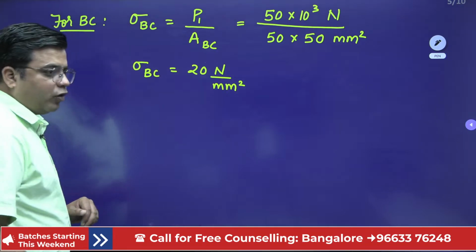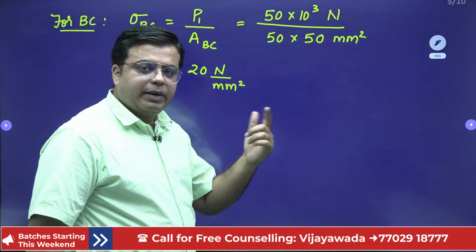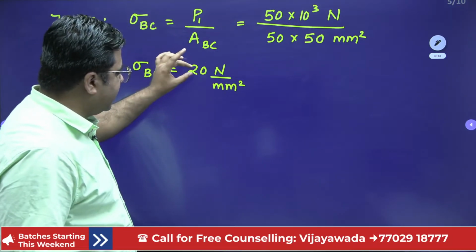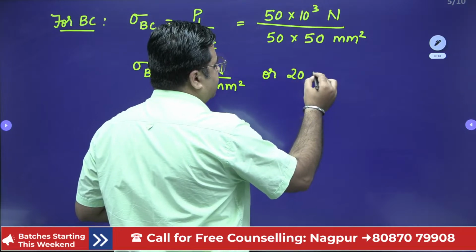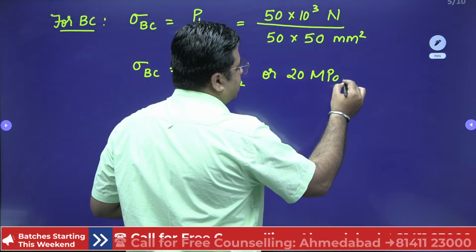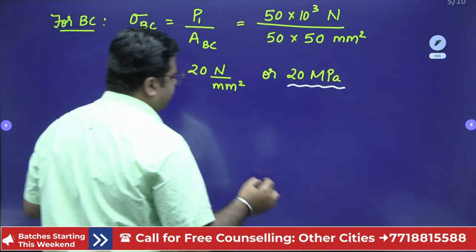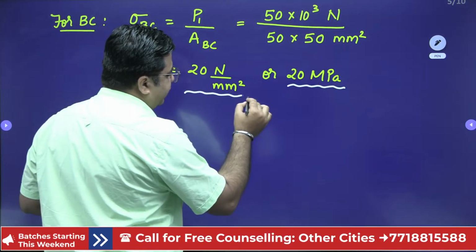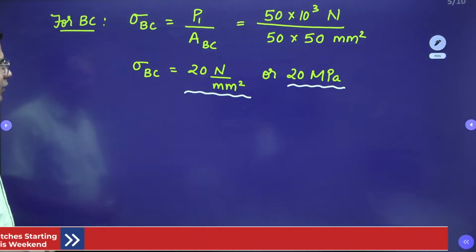And I have already told you this, Newton per mm square is equal to megapascal. So either you write 20 Newton per mm square or 20 megapascal, one and the same thing. Why am I writing both the units? Because students seem to have a certain kind of confusion when it comes to the unit. So you should have this clarity also.